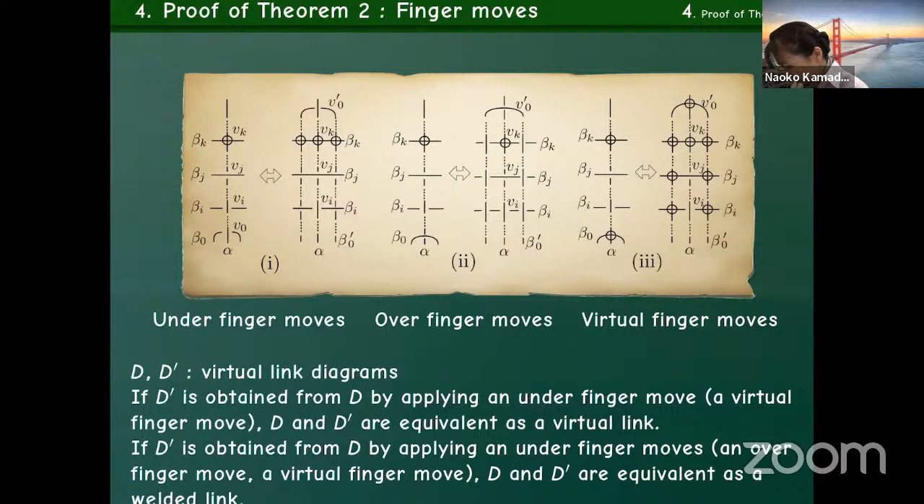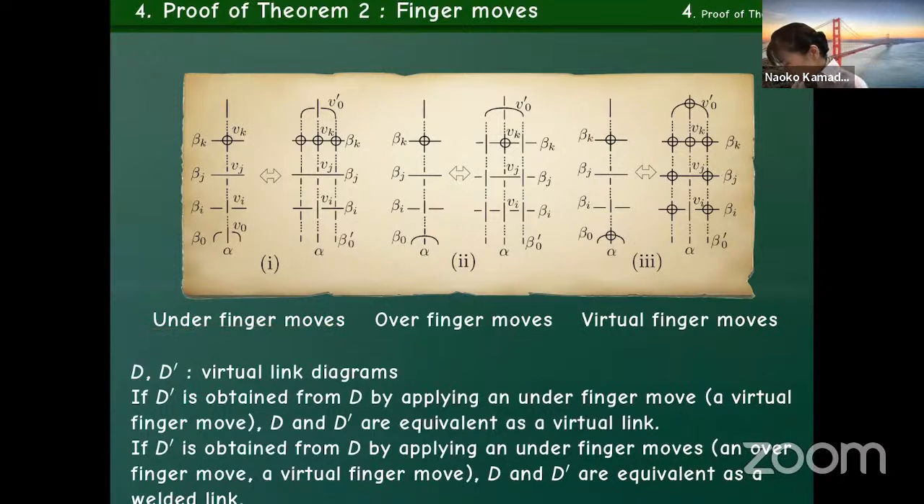If beta i and alpha make a classical crossing, then beta 0 and beta i make a classical crossing, but always underpass. And if alpha and beta k make a virtual crossing, then beta 0 and beta k make a virtual crossing. This is the under finger move.